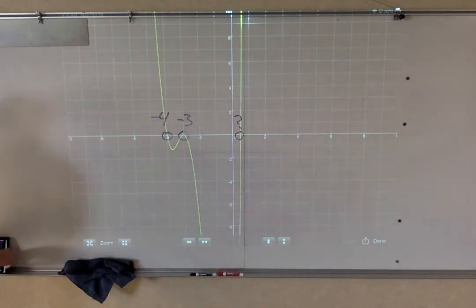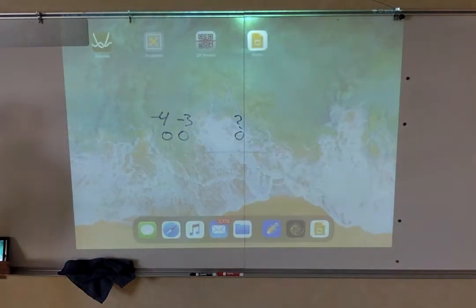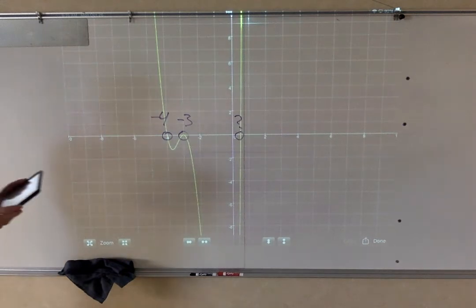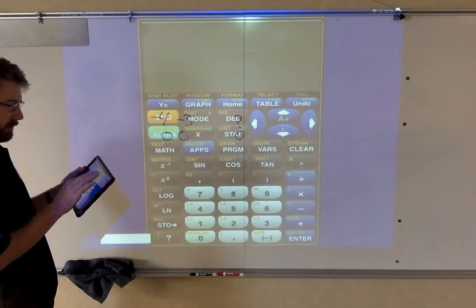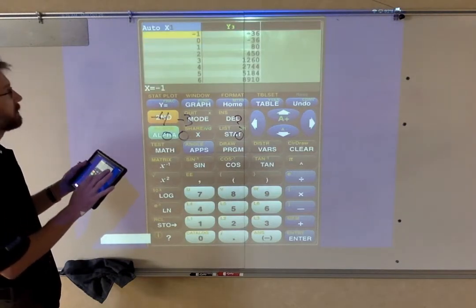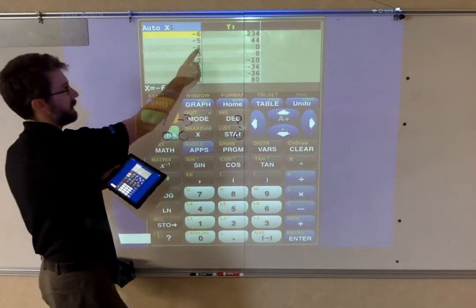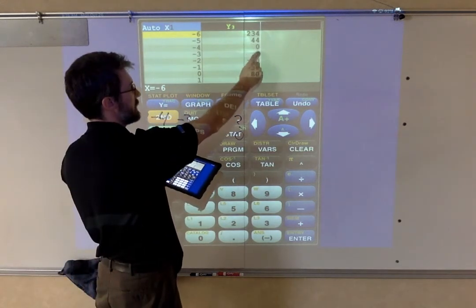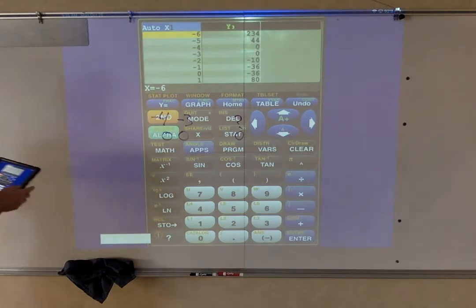So let's go to the table and just confirm that negative 3 and negative 4 are good. So a little bit of scrolling. Negative 4 and negative 3 have zeros next to them, so those are both good solutions.